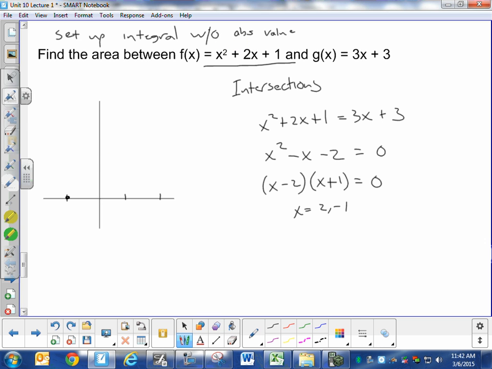-2 + 1 = 0. 0, 1. 1, 2, 3, 4. 2, 4, 8, 9. There is x² + 2x + 1 between negative 1 and 2.